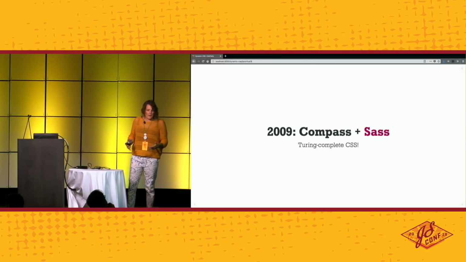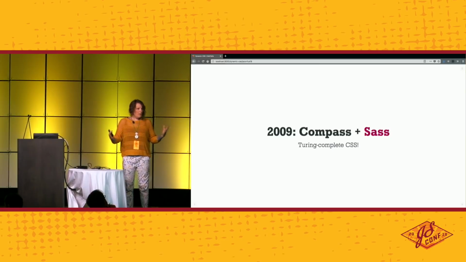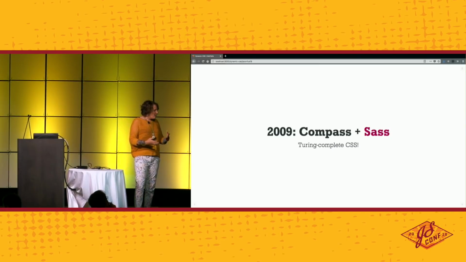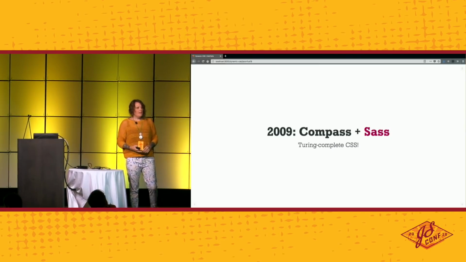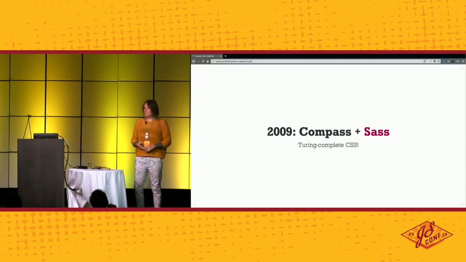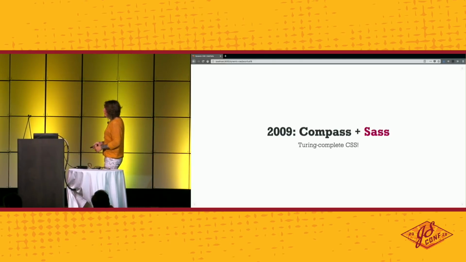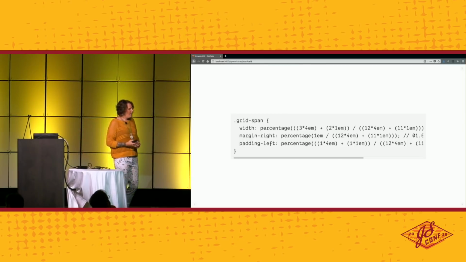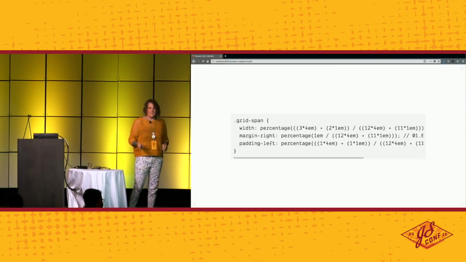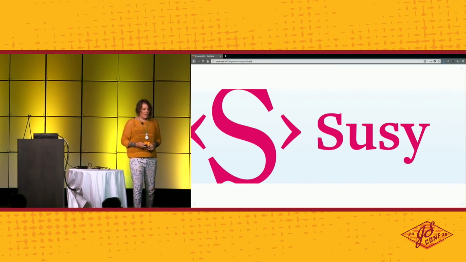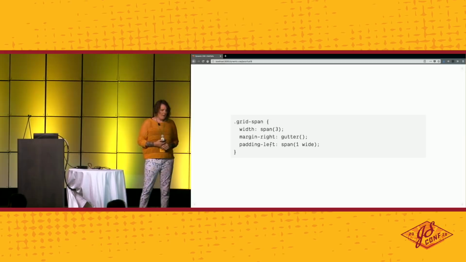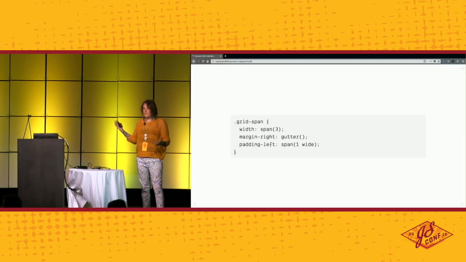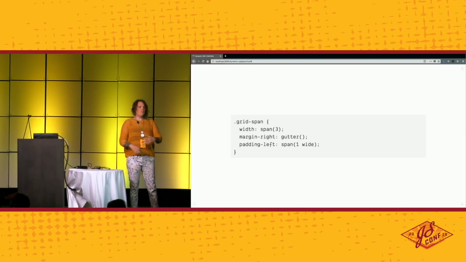Soon after that, Compass and Sass did become more popular, and finally our CSS is Turing complete. It sort of breaks that principle of least power. But I looked at that and said, okay, great. I can start writing out my math. That's meaningful. Not perfect. So that's where Susy came in. I wrote Susy just to take that math and make it readable. That was the entire point. It only does that one equation.